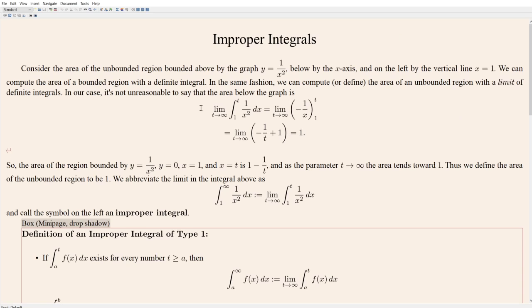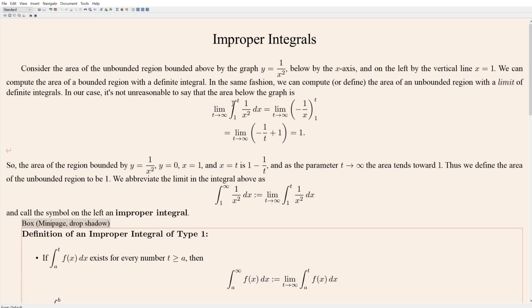So what we can do is take a definite integral, say the integral from 1 to t, where t is just some number, and we can certainly compute this. And then let's just take the limit as t goes to infinity. What we will effectively be doing then is finding the area of the unbounded region, albeit as a limit.